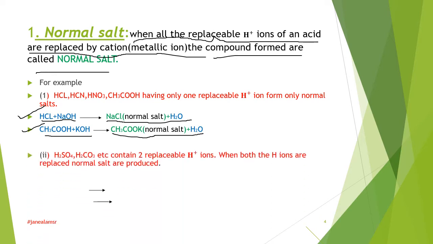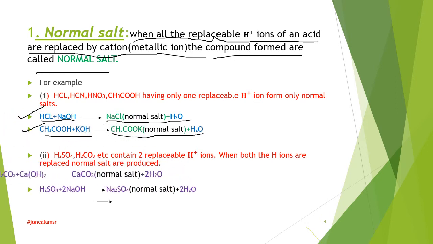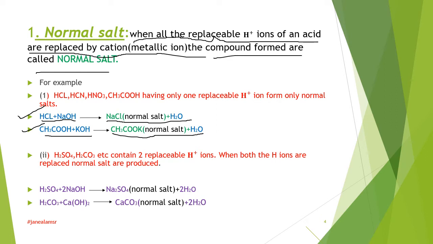Second example, you can see that sulfuric acid H2SO4, carbonic acid H2CO3, etc. contain two replaceable hydrogen ions. When both the hydrogen ions are replaced, normal salts are produced. Here you can see that H2SO4, that means sulfuric acid, when reacting with NaOH, sodium hydroxide, forms sodium sulfate Na2SO4, which is normal salt, and H2O, water.